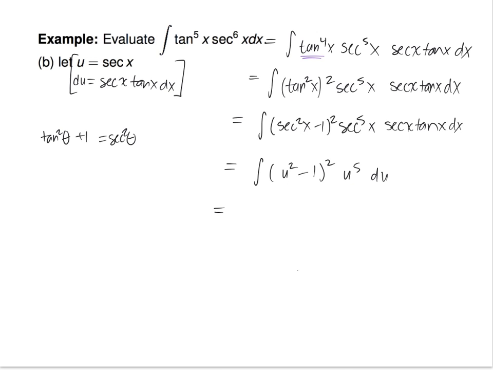It's very close. Notice the other one was u squared plus 1 squared. This one's u squared minus 1 squared, right? But it is awfully similar. You're totally correct. So that's u to the fourth minus 2u squared plus 1 times u to the fifth. I don't think that works. Of course it works.